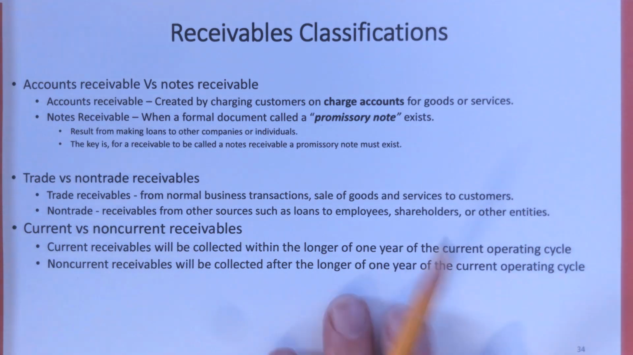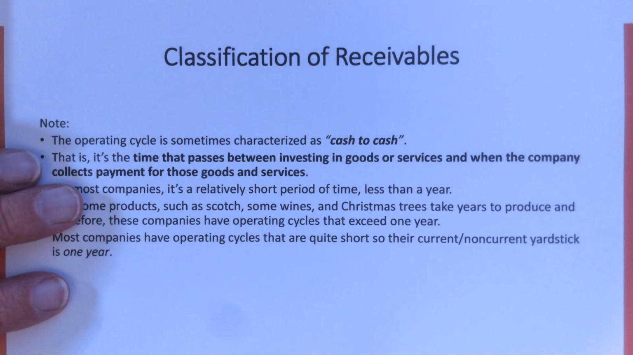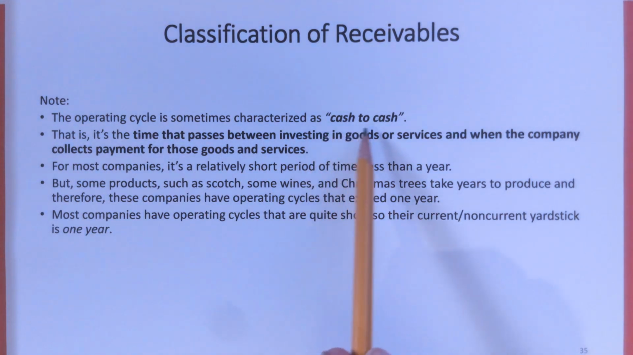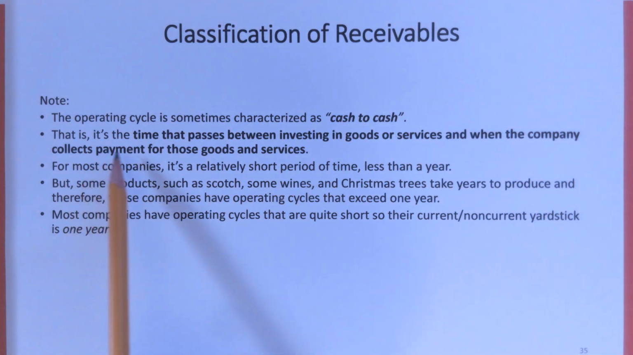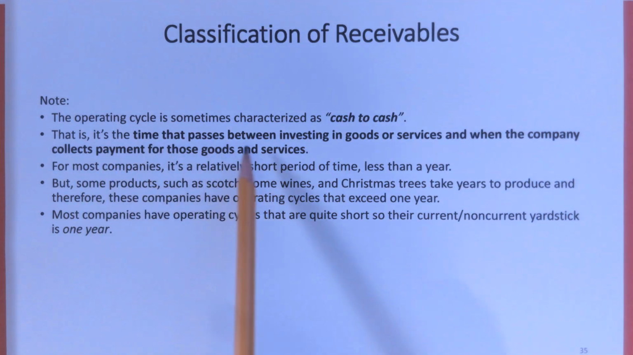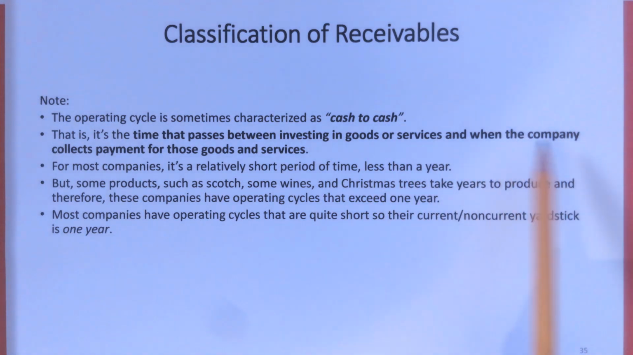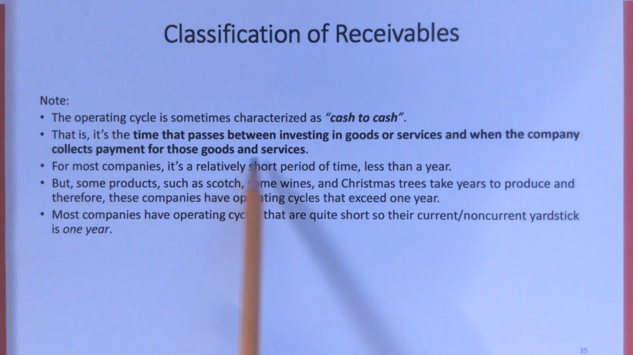And you may wonder, what is the operating cycle? Yeah, I mentioned it, but what is it? Well, sometimes it's referred to as cash to cash. And it's the time that passes between investing in goods and services that we provide to our customers and when the company collects the payment for those goods and services. So we might first invest in the product by purchasing it and paying cash for it, and then we might sell it on account, and then we'll collect that accounts receivable, and then we will then have cash, of course. So that's the cash to cash cycle.